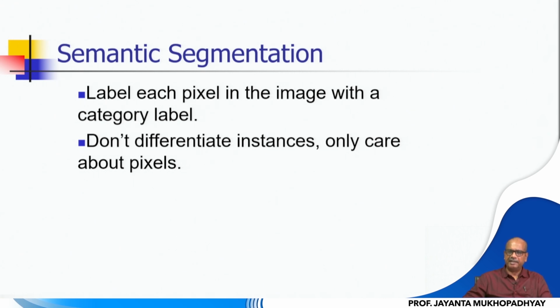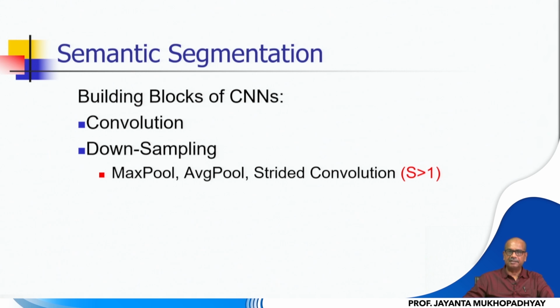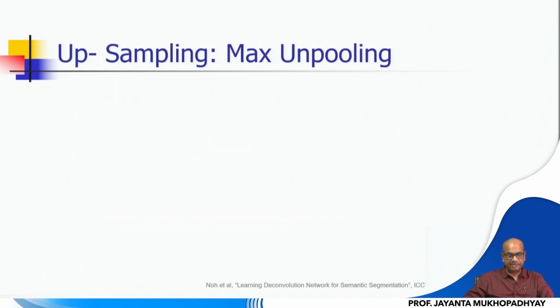So when we say an object, it's a collection of pixels denoting a single object. But in this case, pixels are denoting a class, and from there you have to infer the existence of a single object. So for the building blocks of CNNs, you use convolution, you use downsampling, and you use upsampling. Let us understand how we can perform upsampling. As I mentioned, there are two techniques. One is called max unpooling. Another is basically using upsampled convolution. So let us understand these two computational processes.